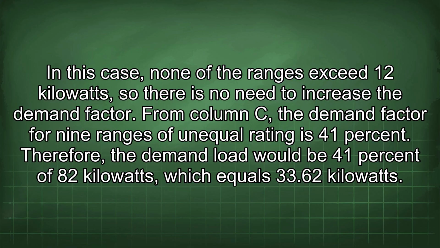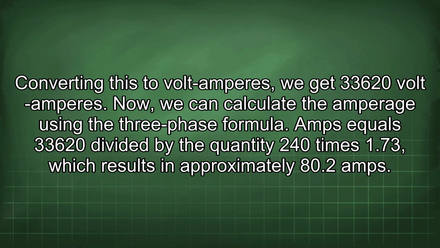From column C, the demand factor for 9 ranges of unequal rating is 41%. Therefore, the demand load would be 41% of 82 kilowatts, which equals 33.62 kilowatts. Converting this to volt amperes, we get 33,620 volt amperes. Now, we can calculate the amperage using the three-phase formula.